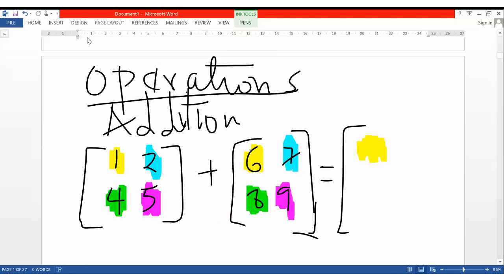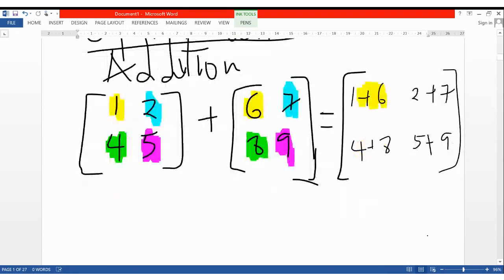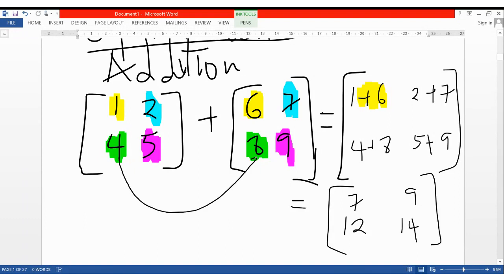So I'll have 1 plus 6, then 2 plus 7, then 4 plus 8, and then 5 plus 9. When you do this, you should be getting 7, 9, 12, and 14. So identical, the one that we have done. This one will go with that one, the 2 will go with 7, and the 1 will go with 6. So that's how you add basically.